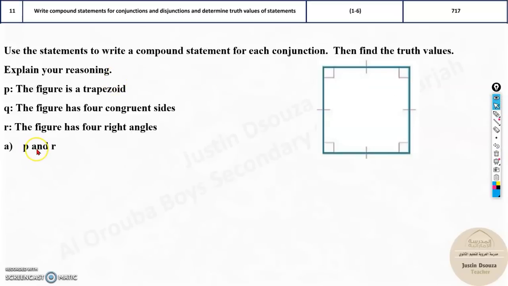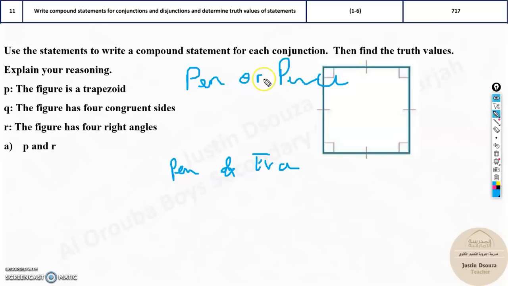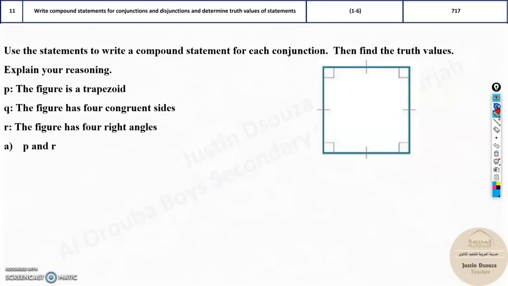Now then, they have told us P and R. What does that "and" mean? And means both things are required to be true for the compound statement to be true. Now imagine I say, I need a pencil and an eraser. That would mean I need both of them. Without that, I cannot continue. But imagine I say pen or pencil. This means any one is fine. If I get a pen, it's enough. Or if I get a pencil, it's enough. One needs to be true. But here, and means both need to be true for the statement to be true.